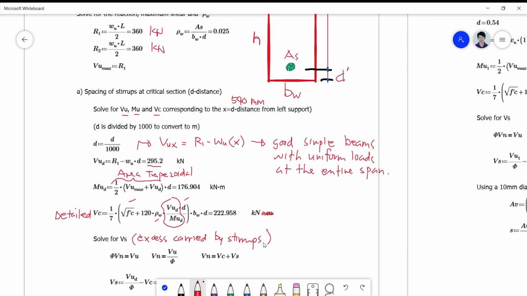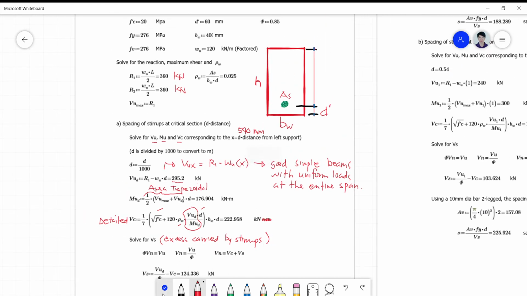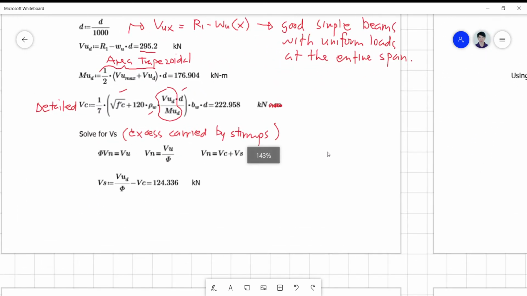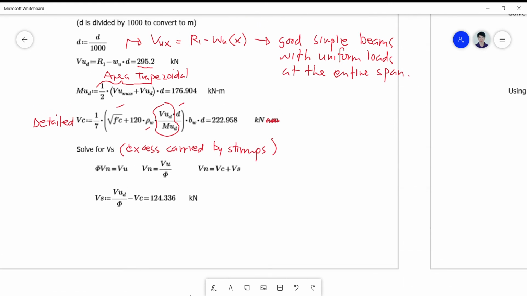So for your design criteria, your Vn is simply equal to Vu. So this is actually the least criteria you can have for a safe design. Okay, so this is a criteria you need for a safe design. So taking note that Vn here can be solved using Vu over phi, where Vn is equal to the contribution of your concrete and the contribution of your steel.